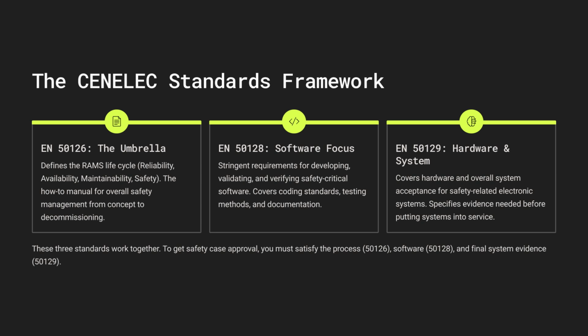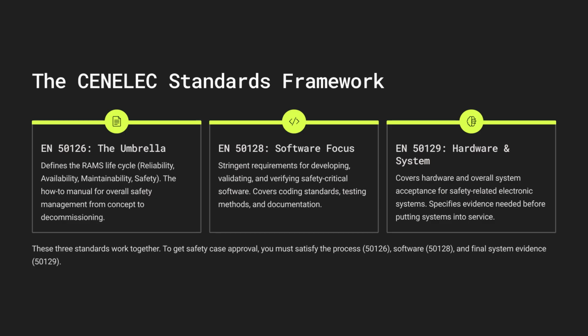Okay, let's differentiate them. EN 50126. 50126 is the big umbrella. It defines the whole RAMS lifecycle: reliability, availability, maintainability, and safety. It lays out the required process for managing safety throughout the entire project lifecycle, from the initial concept right through to decommissioning the system years later. So 50126 is the how-to manual for the overall safety management process.